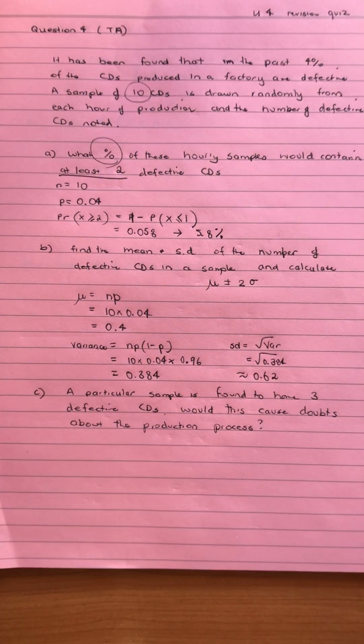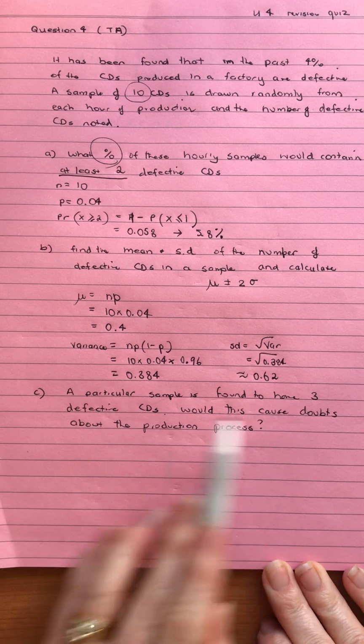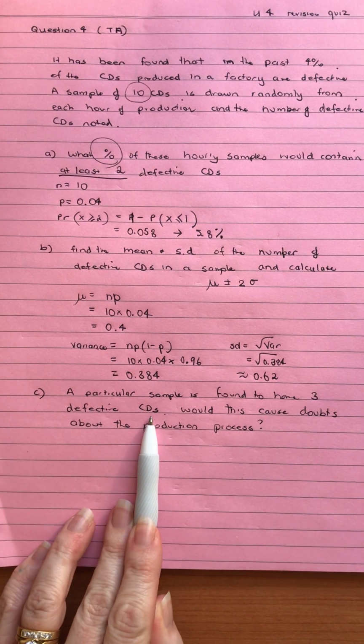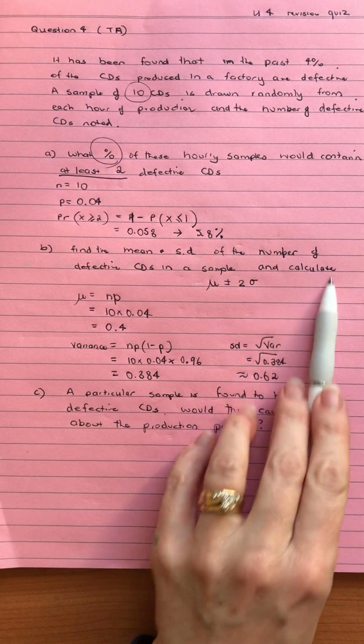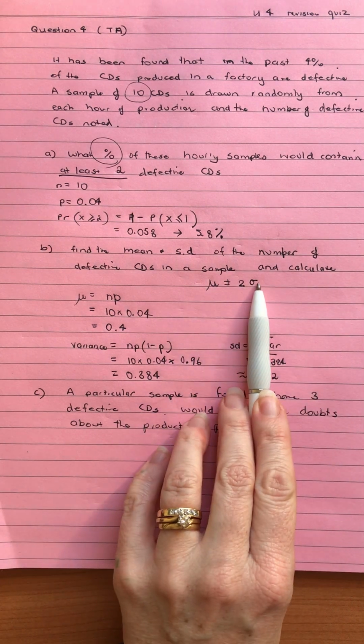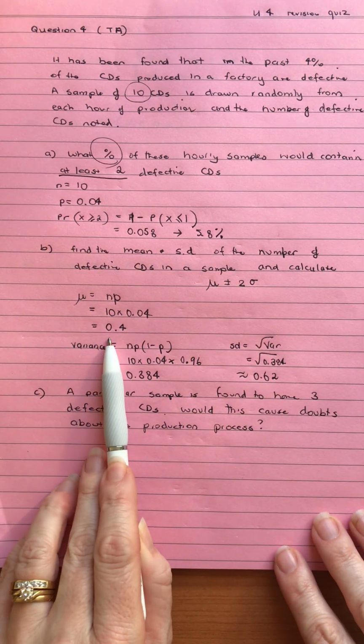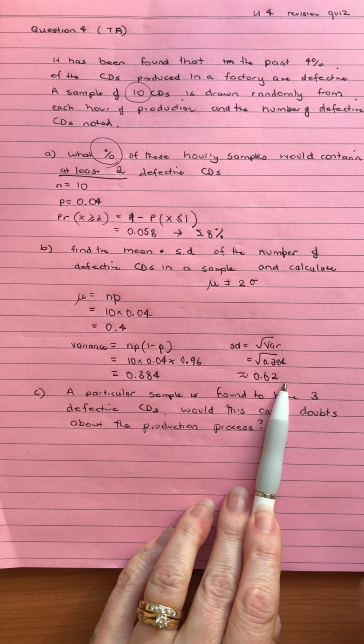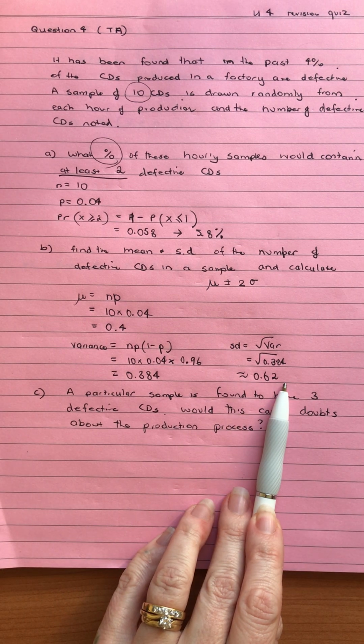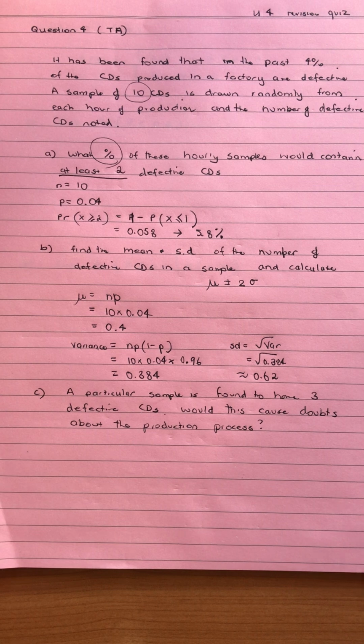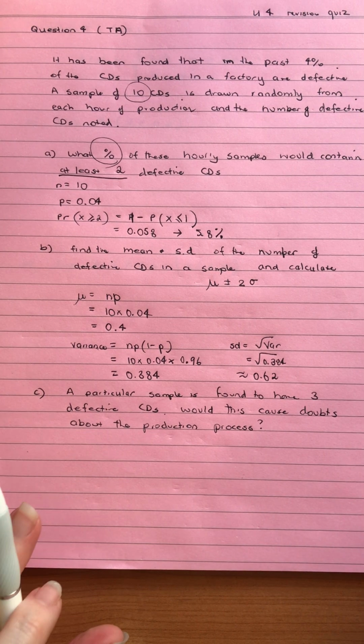Then the last part of the question says a particular sample is found to have 3 defective. I think I missed a part of this one. I needed to calculate the mean plus or minus 2 times the standard deviation. So I'm going to be doing 0.4 plus or minus 2 lots of 0.62. So we would get 0.4 plus 1.24 and 0.4 minus 1.24.